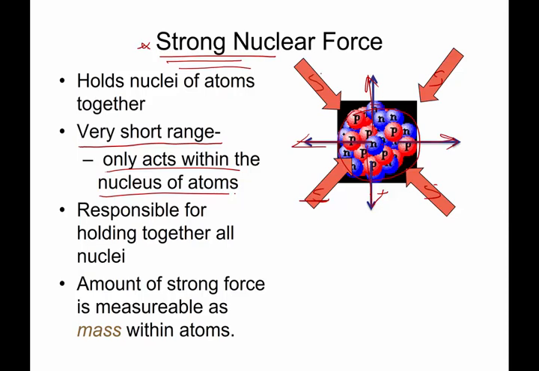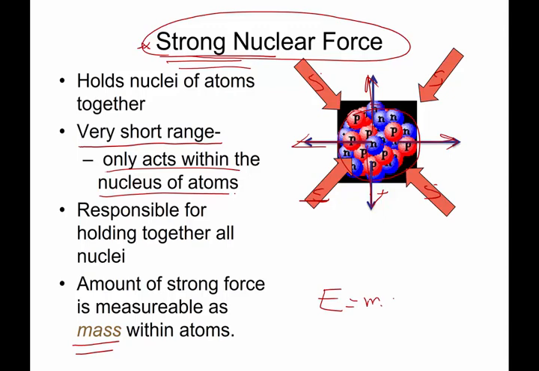Now, how do we even know the strong force is there? The strong force actually manifests itself, or can be detected, because it produces a small quantity of additional mass within the nucleus. And what we're leading towards is this E equals mc squared. So if you have a nuclei that has got a little extra mass in it, that little extra mass is actually the strong force that holds the nucleus together.